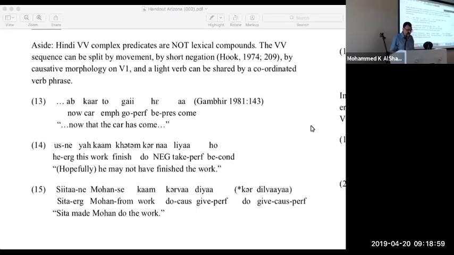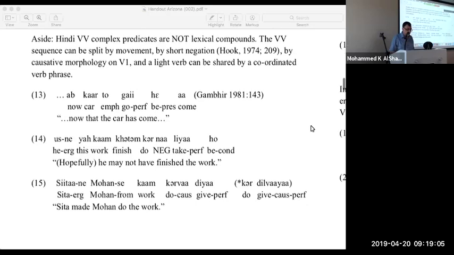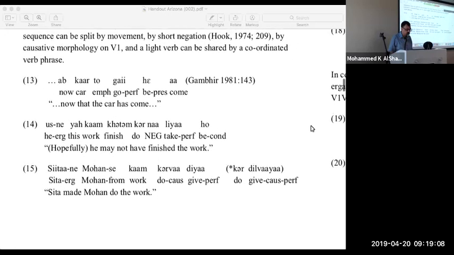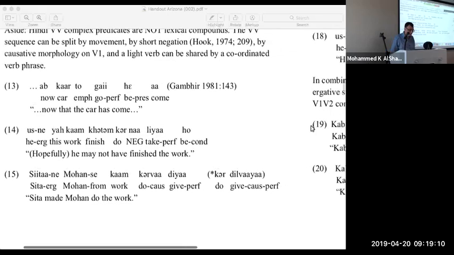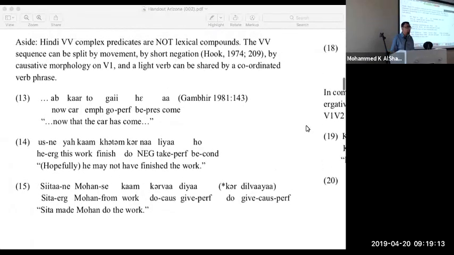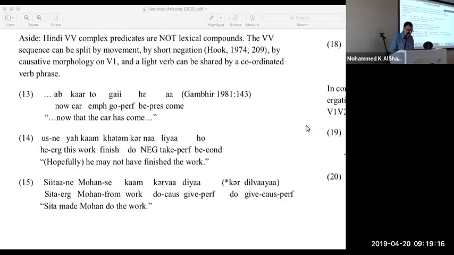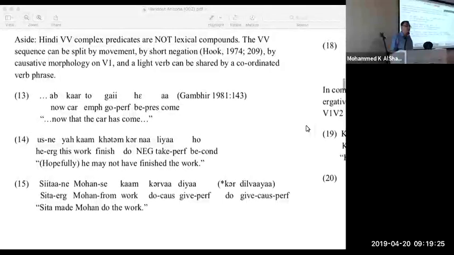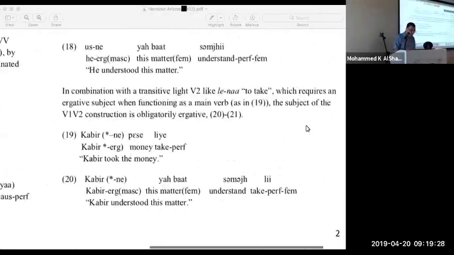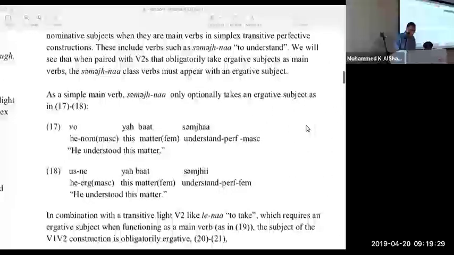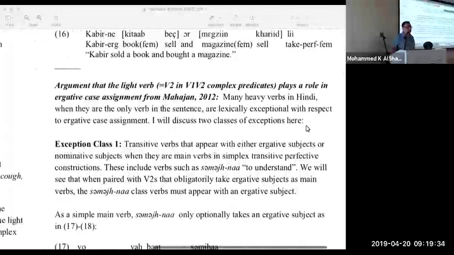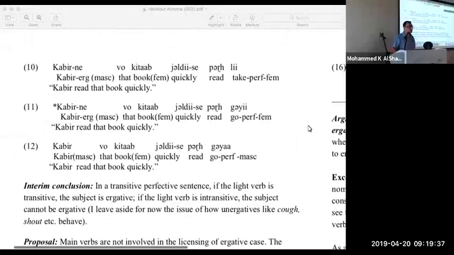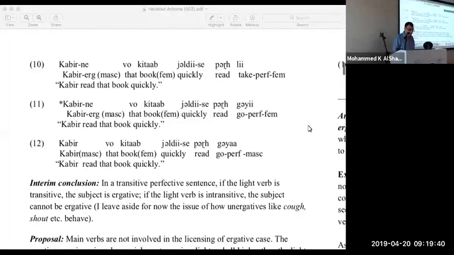All right, so we've already gotten to a stage where we can draw a very simple conclusion here: in transitive perfective sentences, if the verb is transitive, then you get an ergative subject. And if the verb is unaccusative, I sometimes say intransitive here, there is an issue as to whether there is any distinction between unaccusatives and unergatives, and there is. But I'll set that aside for now. So it looks like by looking at 10 to 12 that the V2, the light verb, actually plays a role in assignment of ergative case.